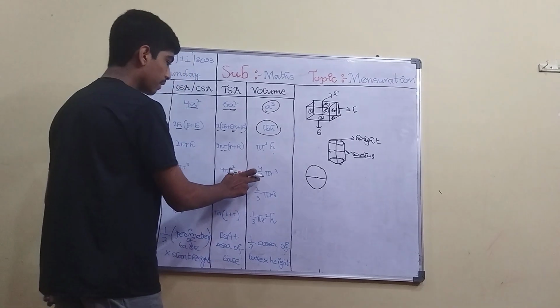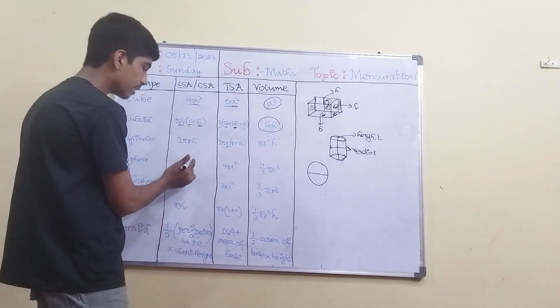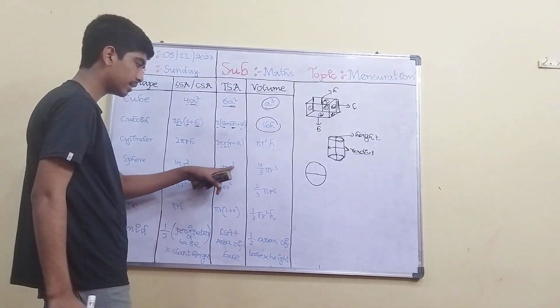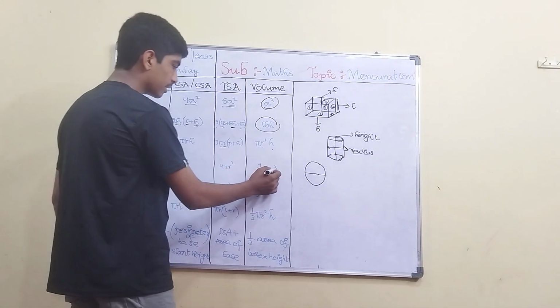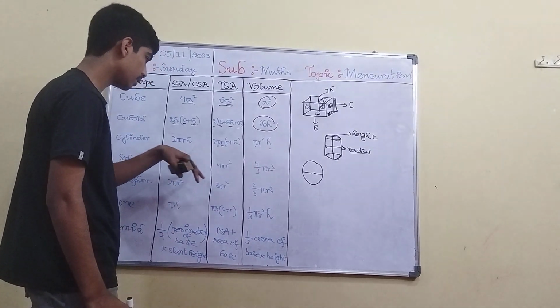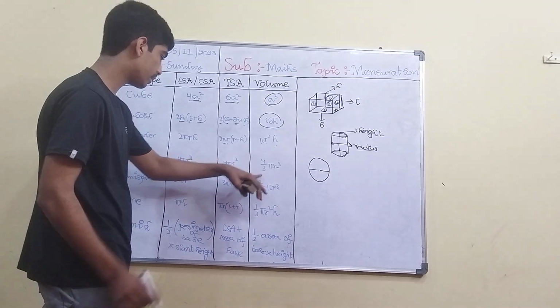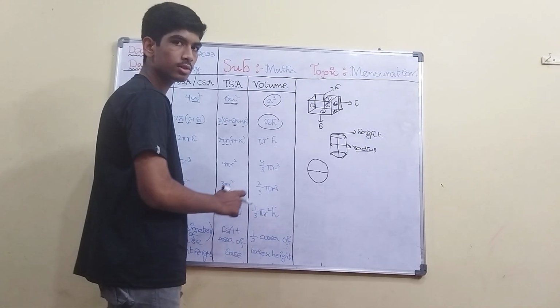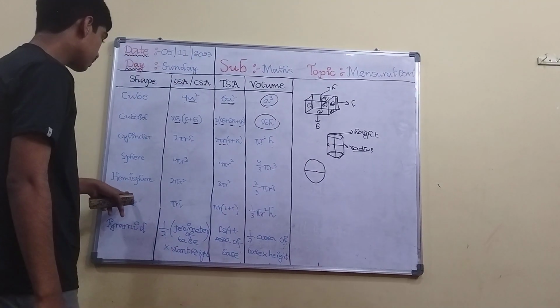Why do we divide it with 3? Because here the power is 3 and there it is 2, so the power should be taken the same. 4 by 3, here 3 should be taken in the denominator, 4 by 3 pi r cube. So this is the volume for the sphere. And the next one is hemisphere.